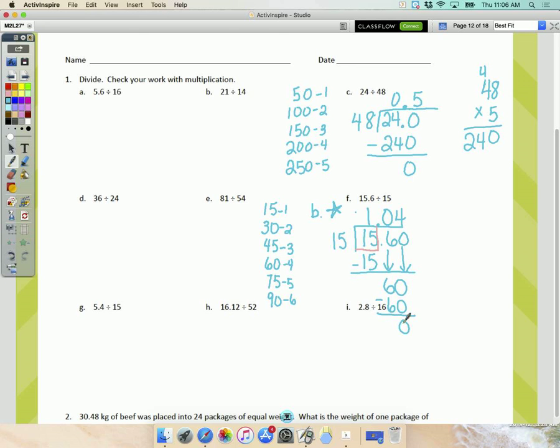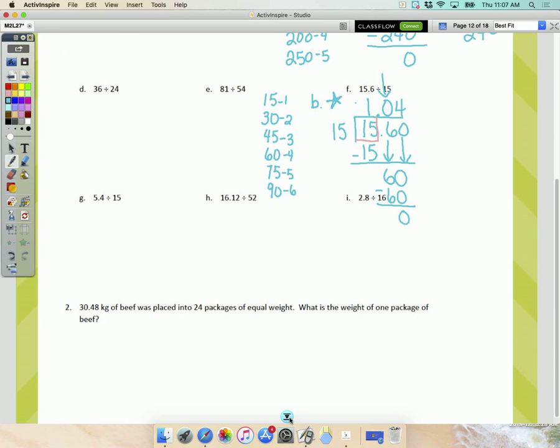All right, so here's the deal, boys and girls. On B for your exit ticket, you're probably going to have a 0 at the top at some point, okay? So be ready for that, and don't forget to look back at F, okay? Now let's look at I. I want to do I. I is pretty tricky, but maybe not.